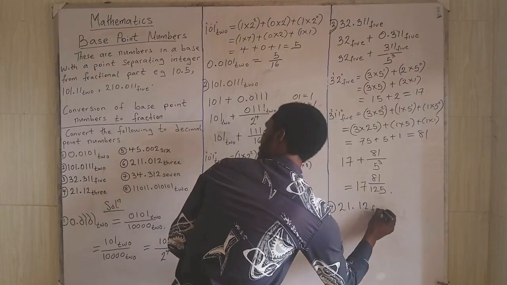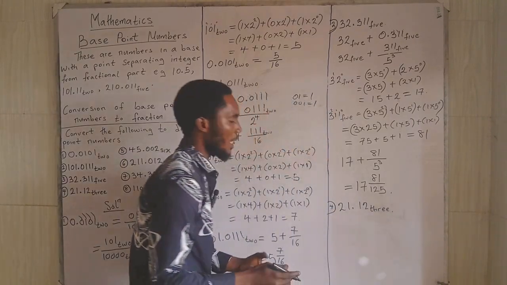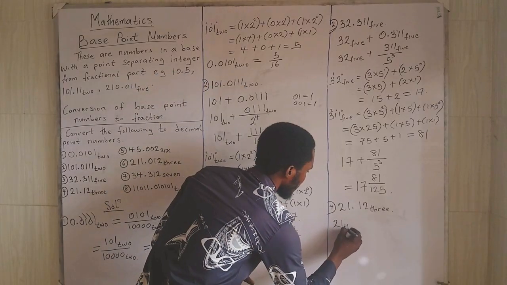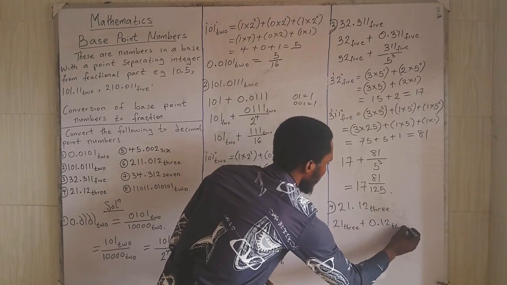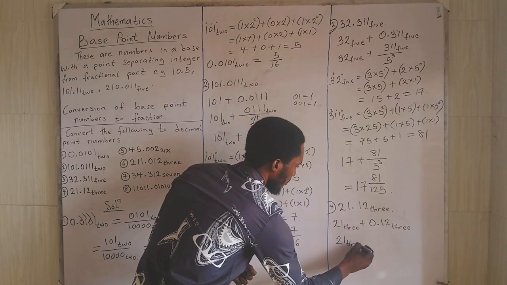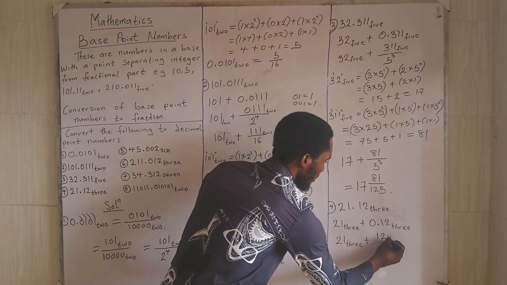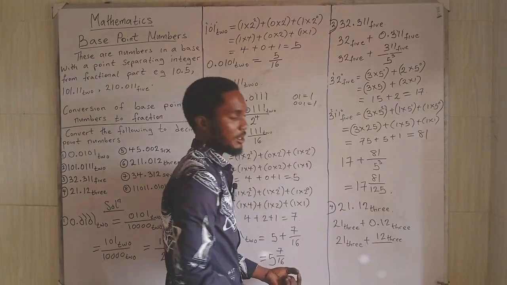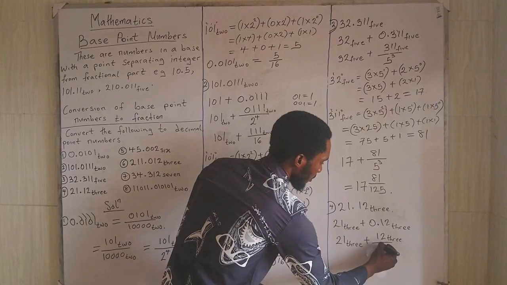21.12 base 3. Let's separate the integer from the fractional. 21 base 3 plus 0.12 base 3. Number after the point, that is 12 base 3 over, how many digits do we have after the point? That is 2. And our base is what? 3. 3 raised to the power of 2.